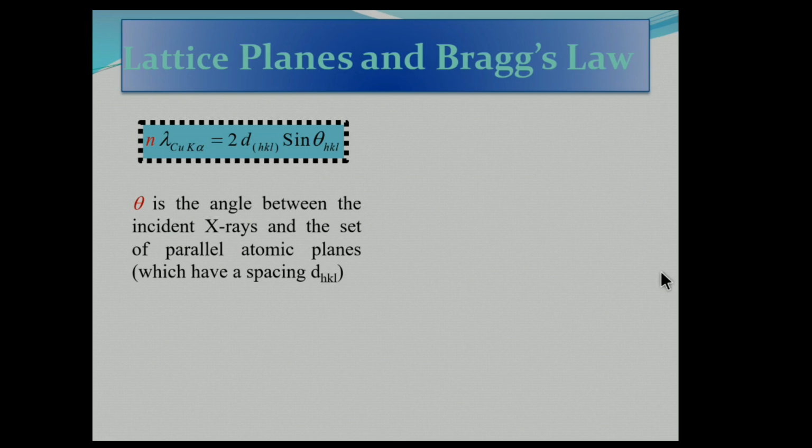So once again, considering Bragg's equation, n lambda equals 2d sine theta, where lambda is suffixed as copper K alpha. That means here the equation is written for the K alpha X-rays of copper, that is, a copper target is used to produce the X-rays. So n lambda copper K alpha equals 2 d_hkl sine theta_hkl. That means d as well as theta depend on the hkl values, that is, the Miller indices, or the lattice planes. Theta is the angle between the incident X-rays and the set of parallel atomic planes.